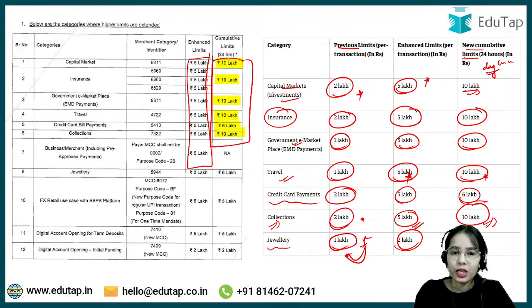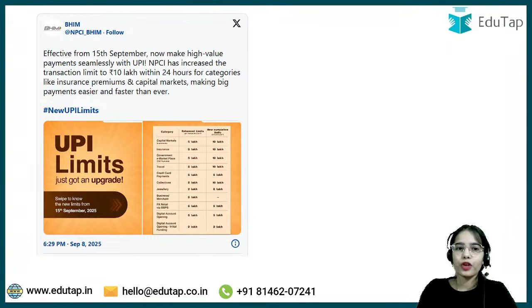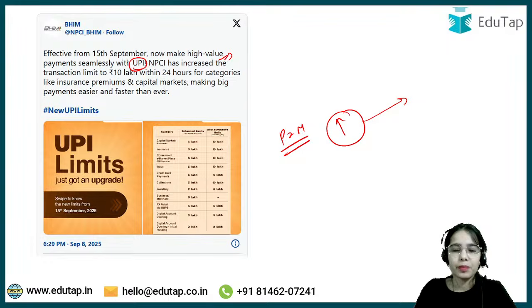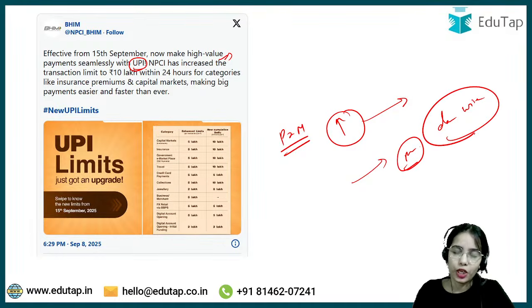Any confusion, anyone? So effective from 15 September, you can make high value payments seamlessly with UPI. If you want to do person to merchant payments, high value payments can happen seamlessly now because the limits have been increased and day wise limits have been notified. The per transaction limit has been enhanced and the day wise limits have been notified.